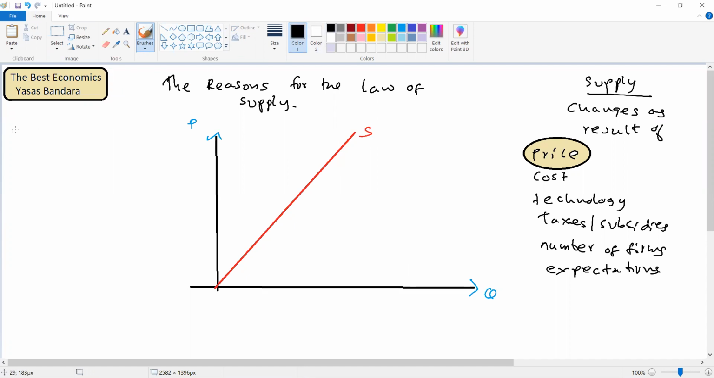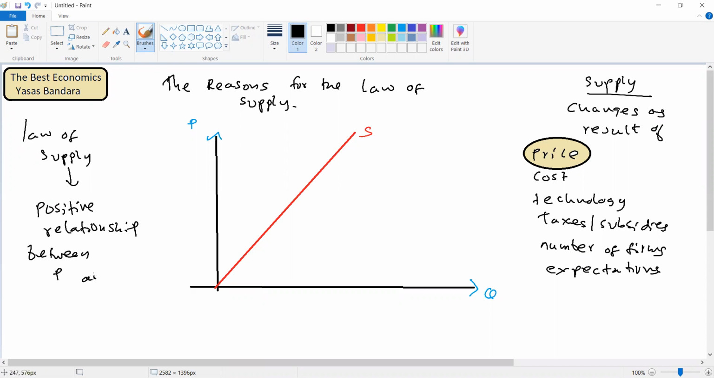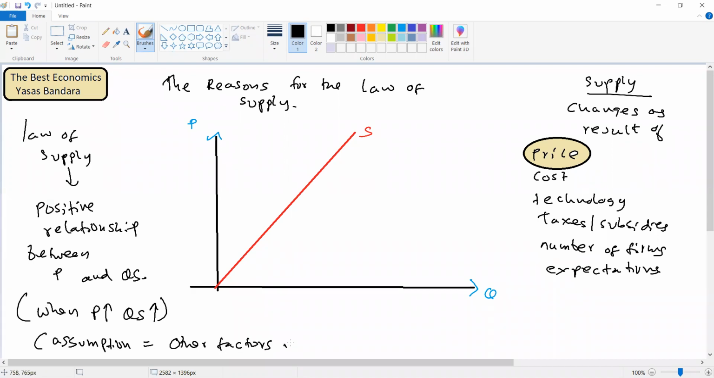So simply, what is the law of supply? Law of supply is the positive relationship between price and quantity supply. Simply, when price increases, quantity supply increases. That is the law of supply. So then there's an assumption also. The assumption is other factors remain constant.